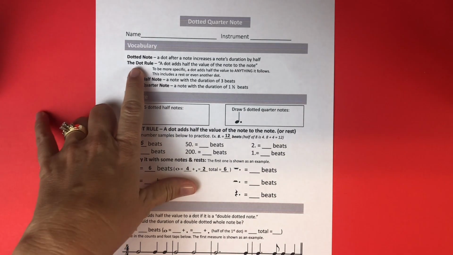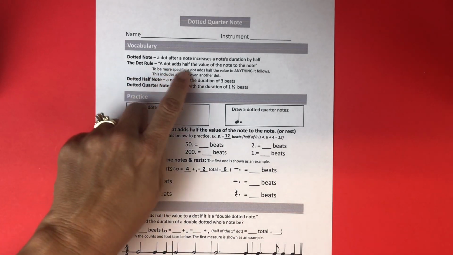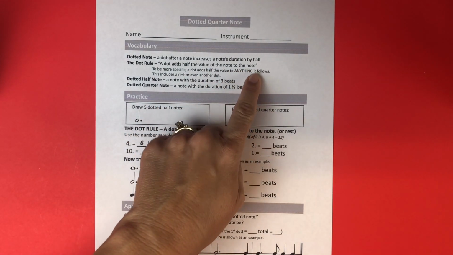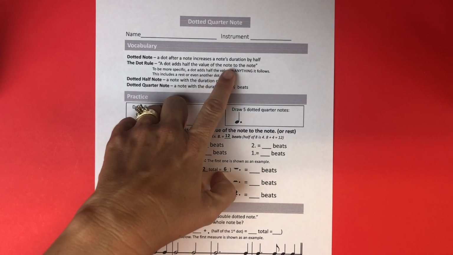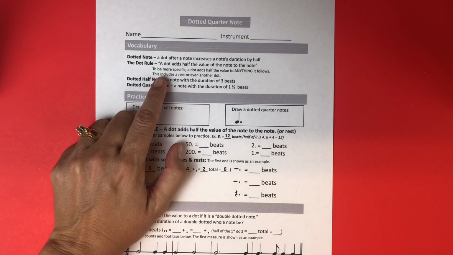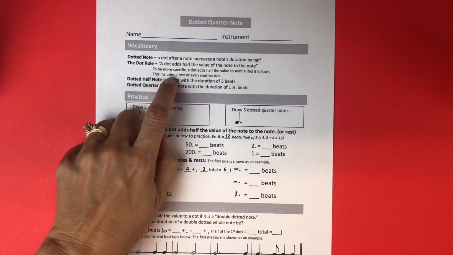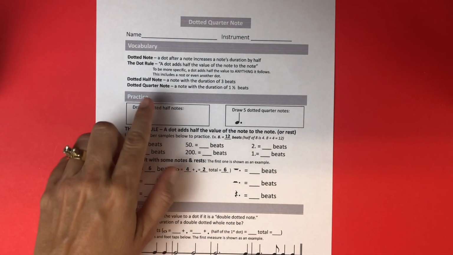All right, another way to say that, some people call it the dot rule. A dot adds half the value of the note to the note. So it's kind of a way to say it almost like a rhyme. A dot adds half the value of the note to the note. To be more specific, a dot adds half the value to anything it follows. This includes a rest or even another dot. We'll talk about that more here in a minute.